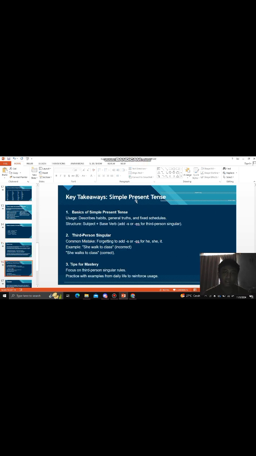Next is key takeaways. Basics: the simple present is used to describe habits, general truths, and fixed schedules. Third person common mistake: forgetting to add s or es for he, she, it. For example, she walk to class, and the correct one is she walks to class. Tips for mastery: focus on the third person singular rules. Practice with examples from daily life to reinforce usage.